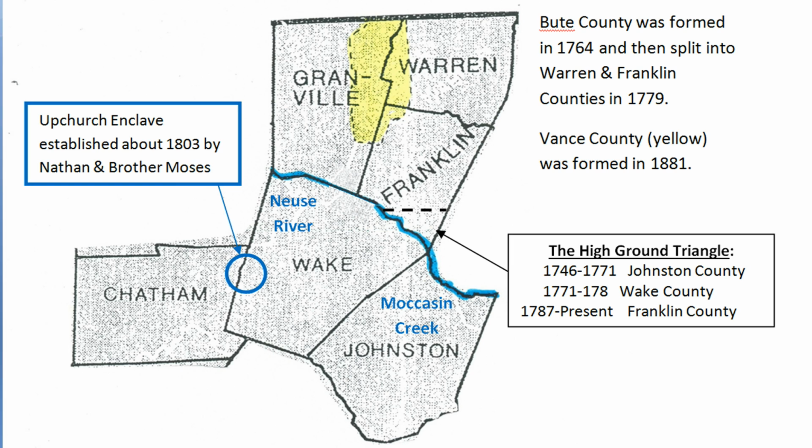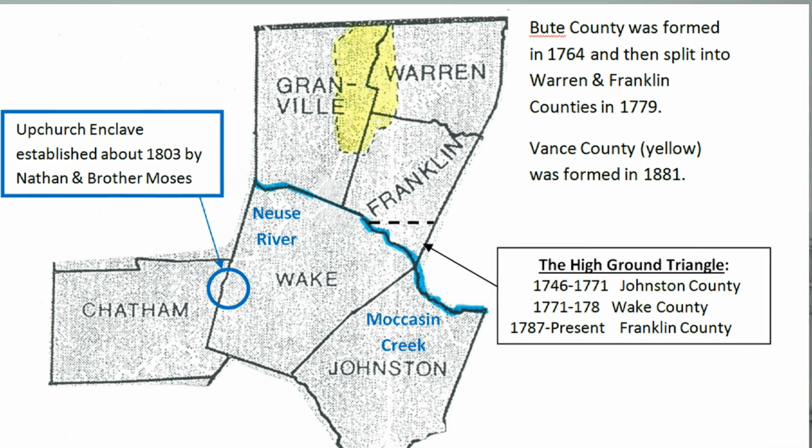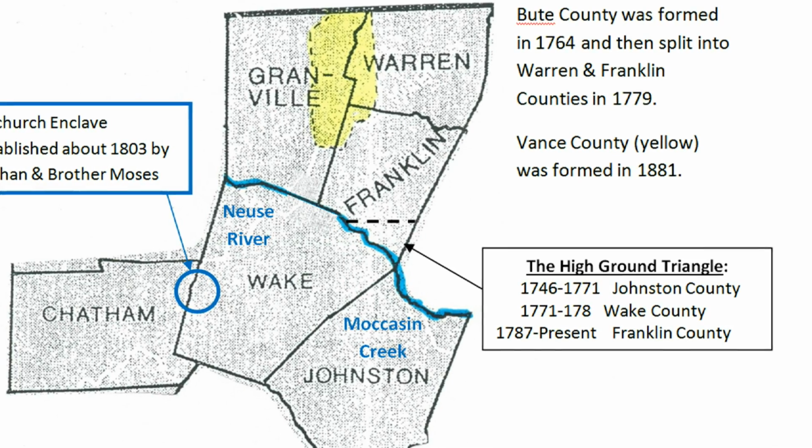Now, I call this the high ground triangle, that's my own invention, because it's a nice smooth area on a plateau up between two creeks, Moccasin Creek and Norris Creek. And it's on this plateau where so many Upchurches lived and live even today. But the problem with this pesky little triangle is it kept moving itself back and forth from one county to the other, while the land and the people stayed right there, but the county names changed.